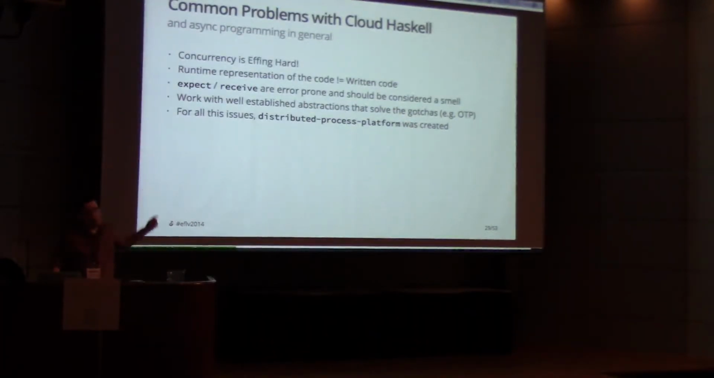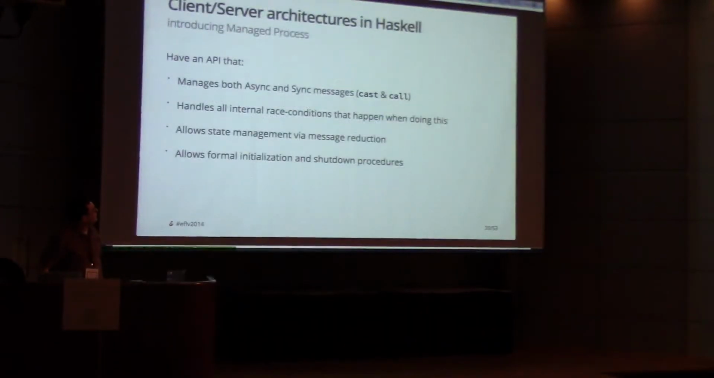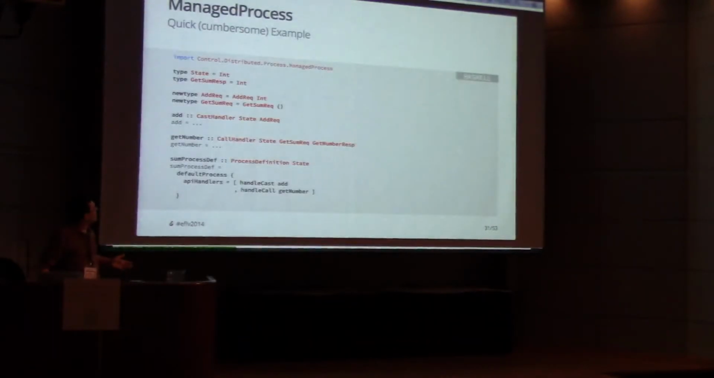You use what is called the distributed process platform library, which has all the abstractions of OTP, so that you don't shoot yourself in the foot. And I'm going to go pretty quickly through them because I don't have enough time. It's basically the same API, it's a ripoff of Erlang's OTP. You have cast and call. You have a way to manage the state on the actor, the same way you would with state machines on the managed process, on the server process, gen server, sorry. And it allows formal instantiation and shutdown.